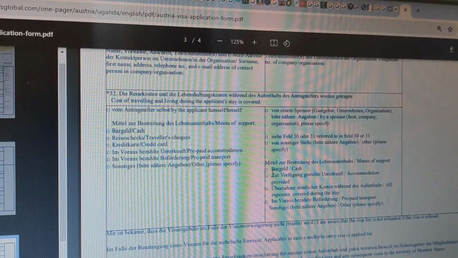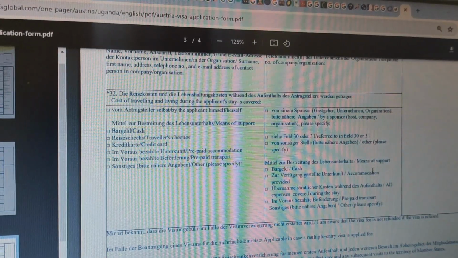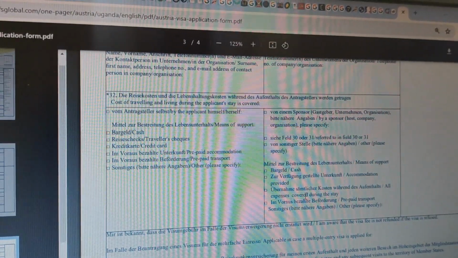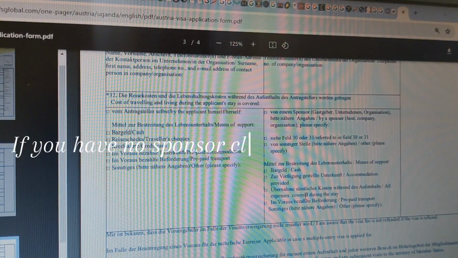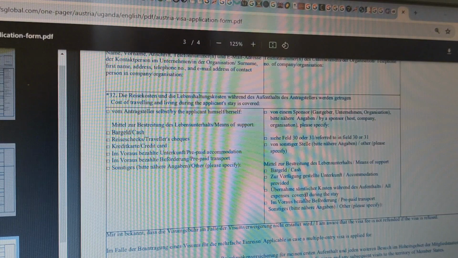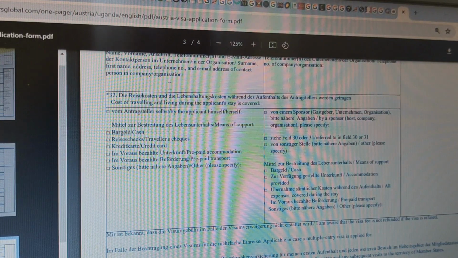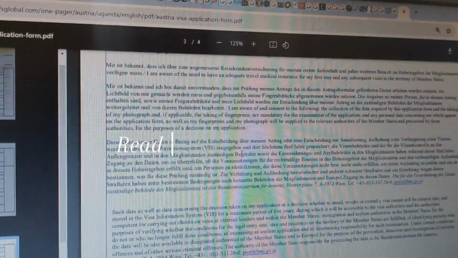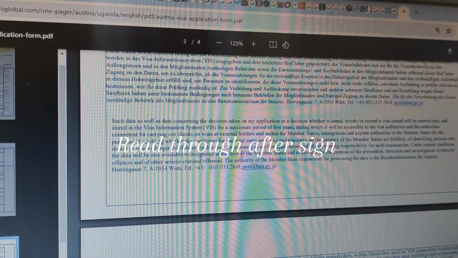Maybe somebody will be giving you cash or accommodation, or they're covering all your expenses during your stay, or they're paying for your flight tickets. You indicate that. This is the declaration.